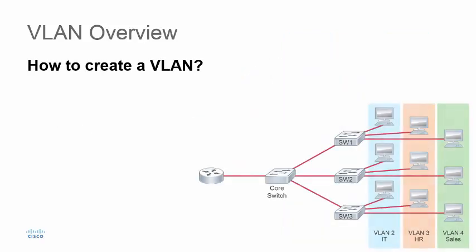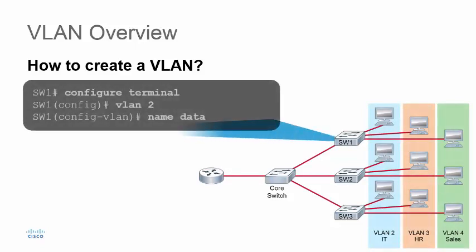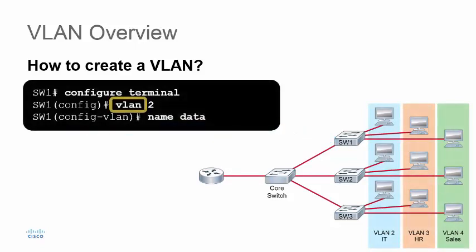So how do you create a VLAN? Well, to create a VLAN on a switch, enter the VLAN configuration mode and use the VLAN global configuration command. Let's take a look at how to add VLAN 2 to the VLAN database on SW1 and how to name it.